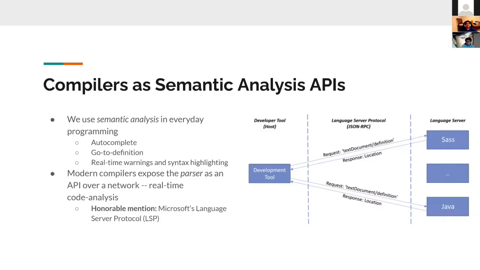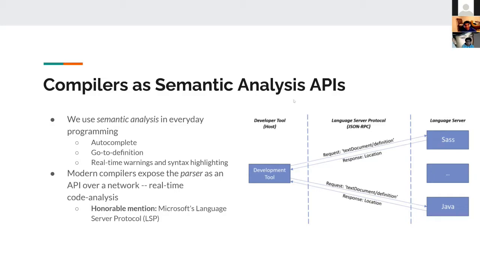Case in point, this honorable mention goes to Microsoft's Language Server Protocol. It actually does exactly this. You can take an arbitrary compiler, and if the parser of that compiler, to be more specific, implements a certain protocol, if it exposes a server in that protocol, VS Code usually will be able to call out to that compiler.